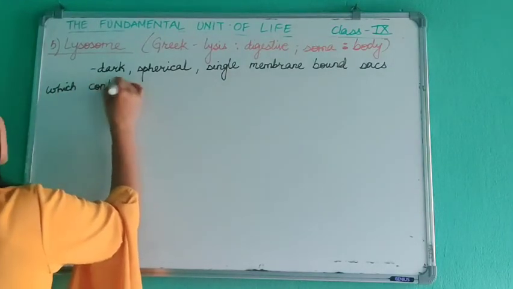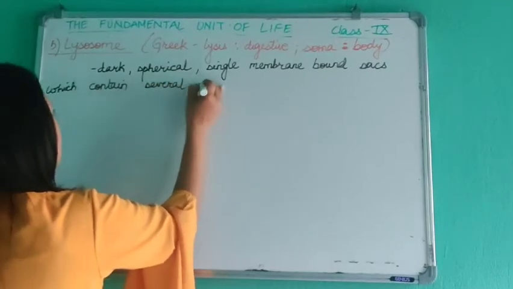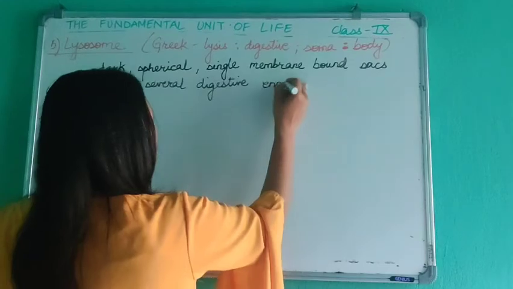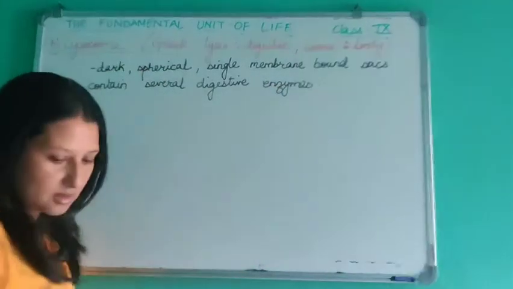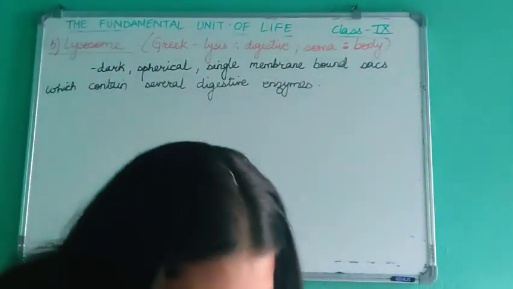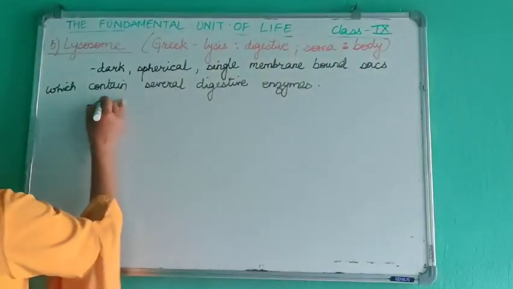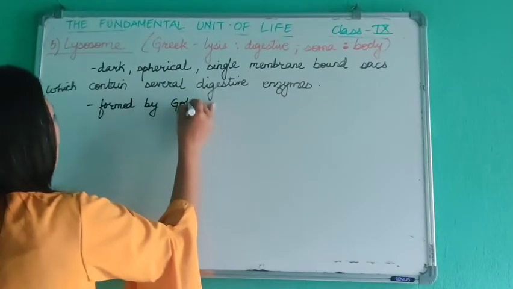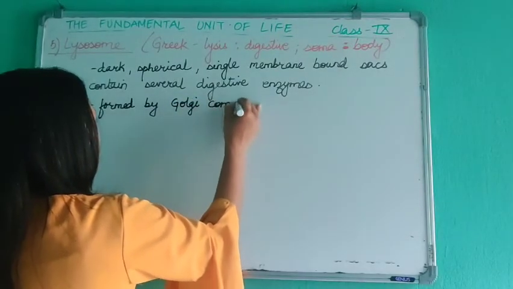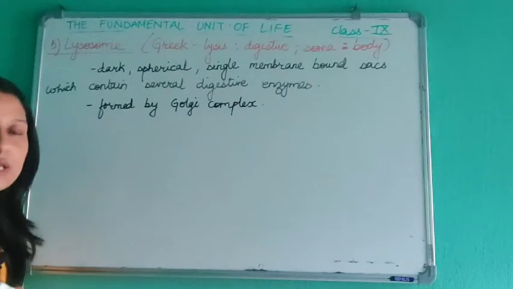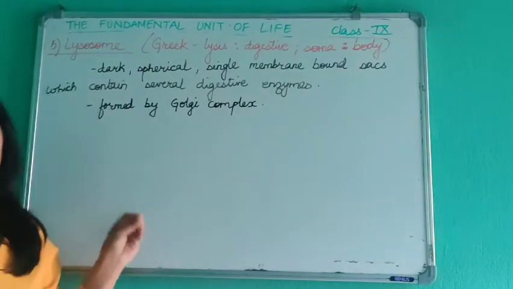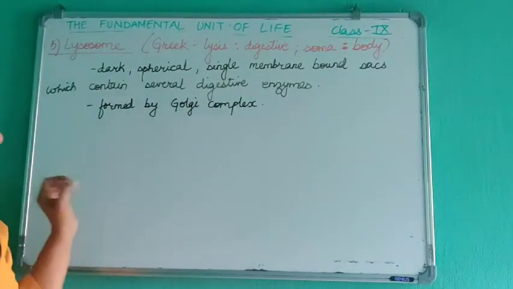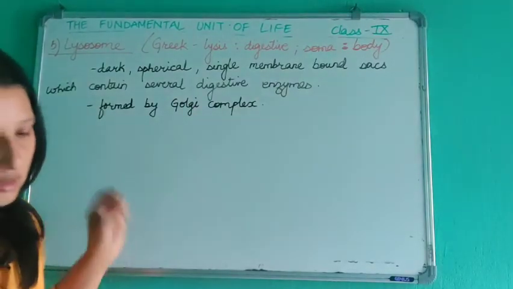Okay, so this sacs ma chai there are various digestive enzymes inside it. So it is formed by Golgi complex. के बाट बन्नेको? यो Golgi complex बाट बन्नेको. Golgi complex has originated from smooth endoplasmic reticulum, whereas lysosomes originates from or it is formed by Golgi complex.